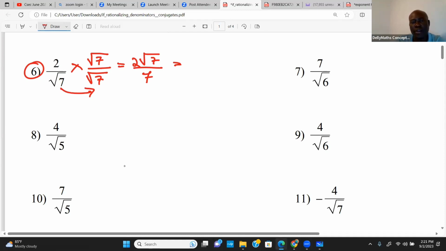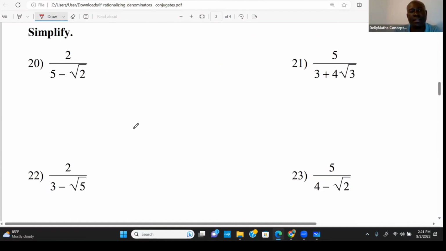Also, what if you wanted to write it like this? 2/7 root 7 is the same thing, right? So whichever one you prefer, this or this, that's the same answer. In this case, like what we have at number 20, we're still going to be rationalizing because we're definitely seeing the radical in our denominator, and we do not want that.